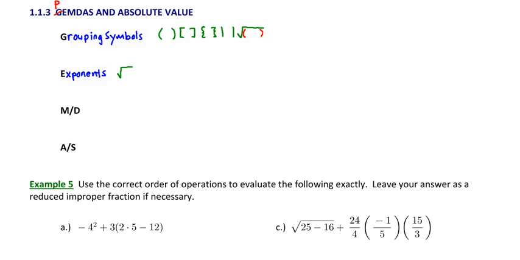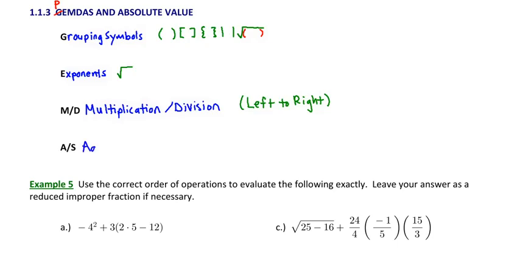Next up is M and D. This represents multiplication and division. It's important to remember when you're working multiplication and division that you proceed from left to right. And finally, A and S represents addition and subtraction. With this set of operations, again, we will work left to right.